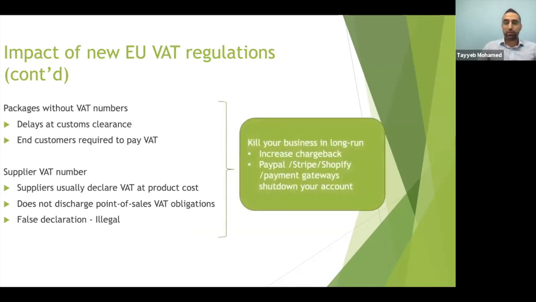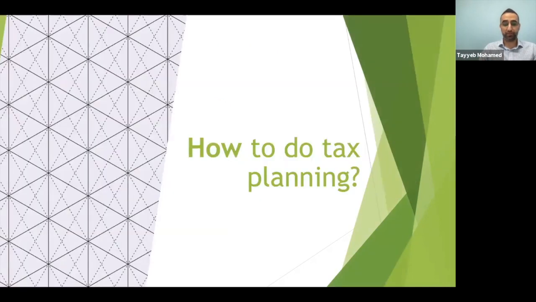Now, if you don't comply with the VAT regulations, two things are going to happen. If the customer needs to pay VAT at the end, it's going to increase the chargeback rate. And if there's an increase in chargeback rate, then PayPal, Stripe, Shopify, or other payment gateways are going to start shutting down your accounts, which is going to have a negative impact on your business, and potentially it could kill your business in the long run. So this is the high-level summary of the EU VAT regulation.